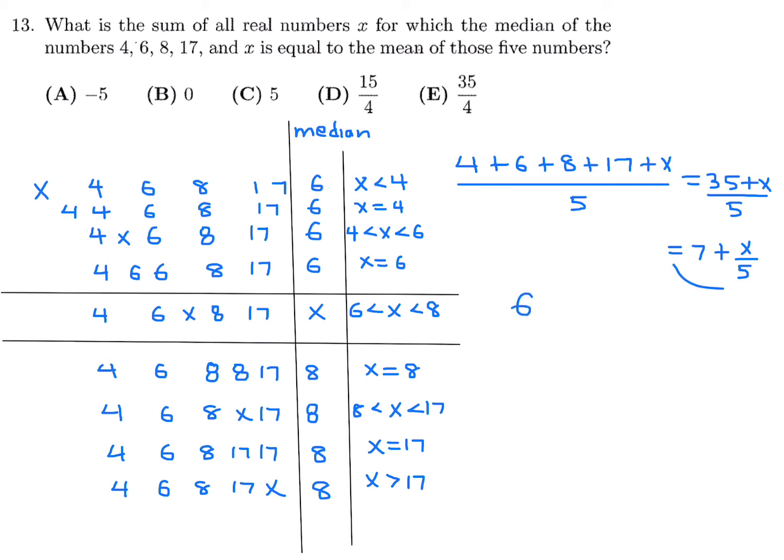So that means 6 is going to equal the mean. So we have 6 is equal to (7 plus x) over 5. So that means negative 1 is equal to x over 5. So that means x is equal to negative 5. X is equal to negative 5.